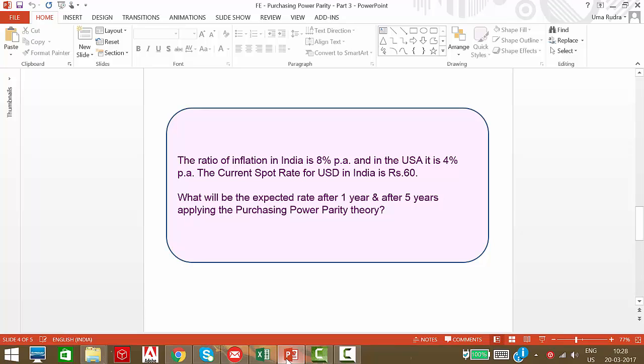The rate of inflation in India, say, is 8% per annum, and in US it is 4% per annum. The current spot rate for USD in India is 60 rupees. So what would be the expected rate after 1 year and after 5 years, applying the purchasing power parity theory?